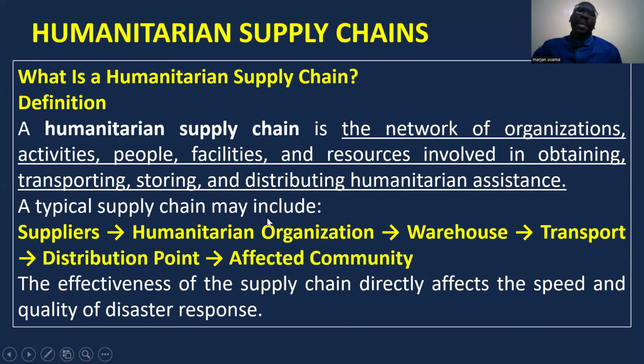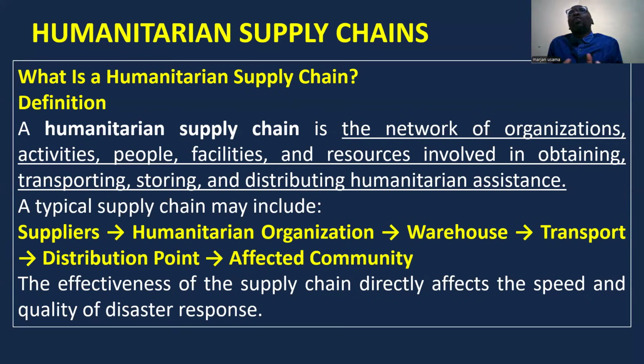So a typical supply chain may include the suppliers. And when you're talking about the suppliers, for example, during the time of emergency, maybe people need medicine. So who is going to supply the medicine? Or for example, food. People during the disaster, they need food. Who is going to supply the food? So there is a source, known as the suppliers. The suppliers are going to supply it to what? We have the humanitarian organization. They are going to procure or buy the medicine, the food, the tent, and so on, from the suppliers.